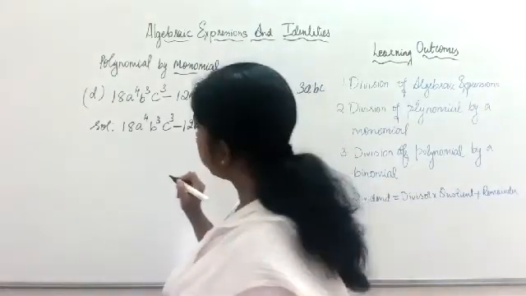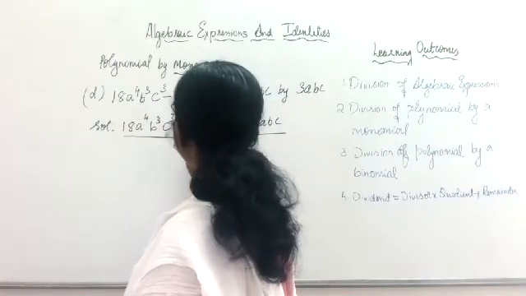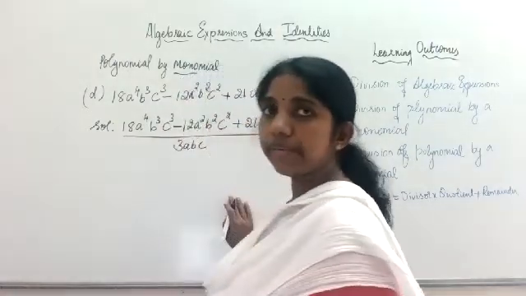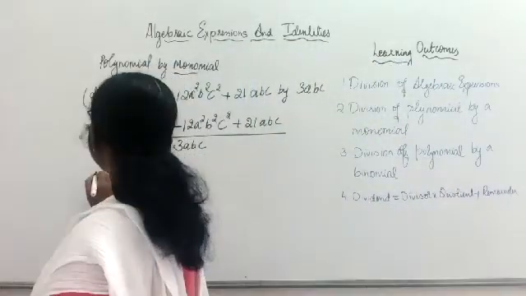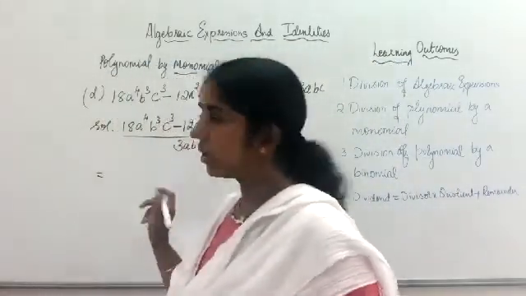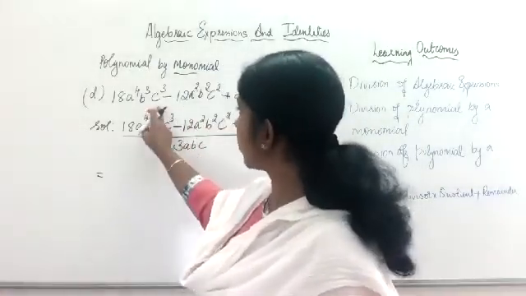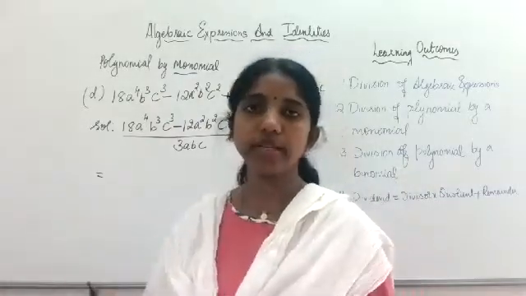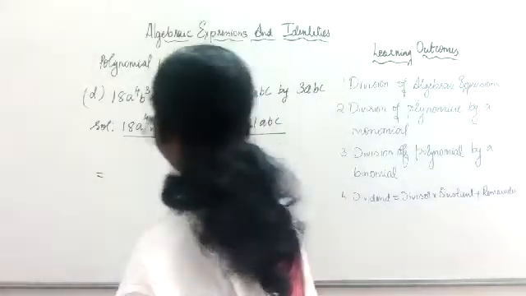Now this will be 4 divided by 3abc. Now this will be equal to, as I have told you, this division means 3abc divides each term of the numerator.